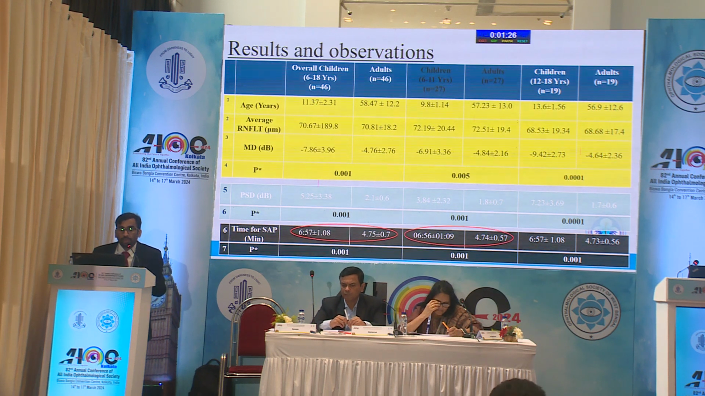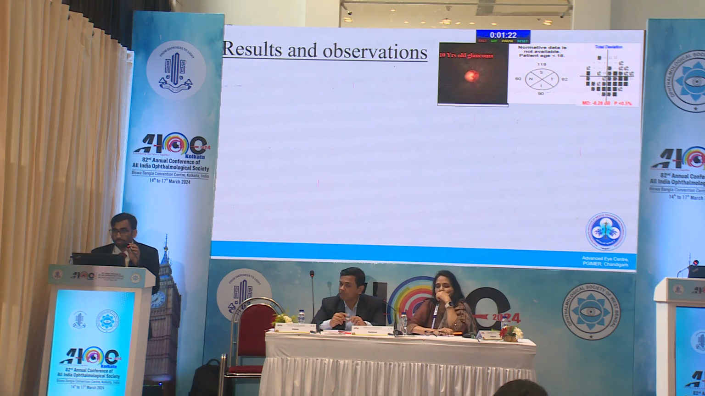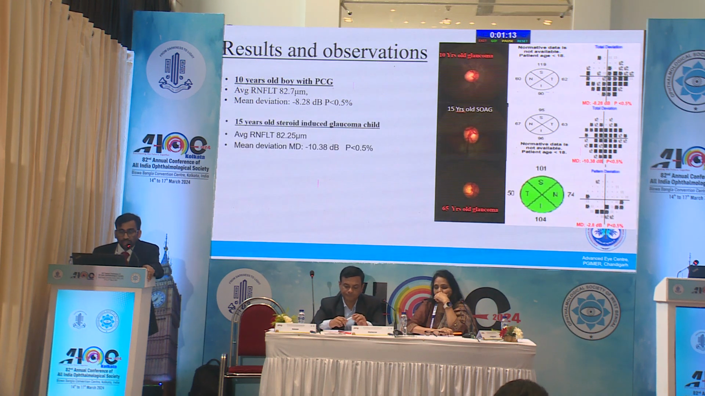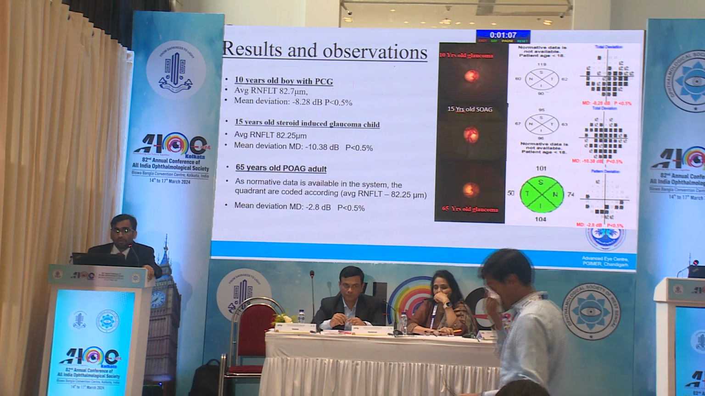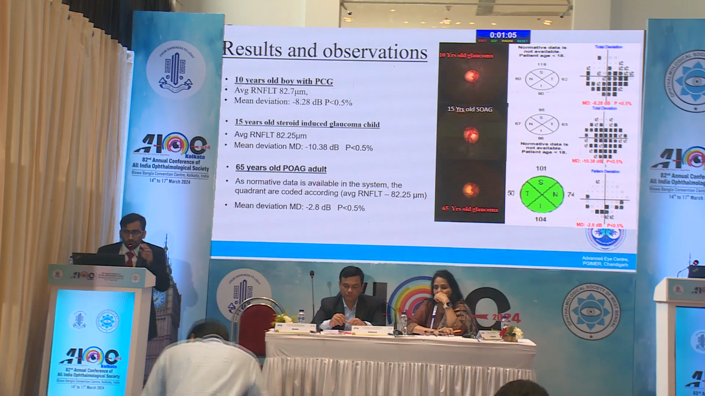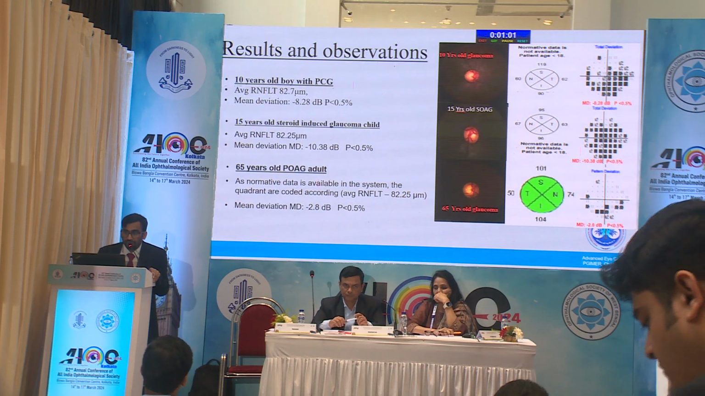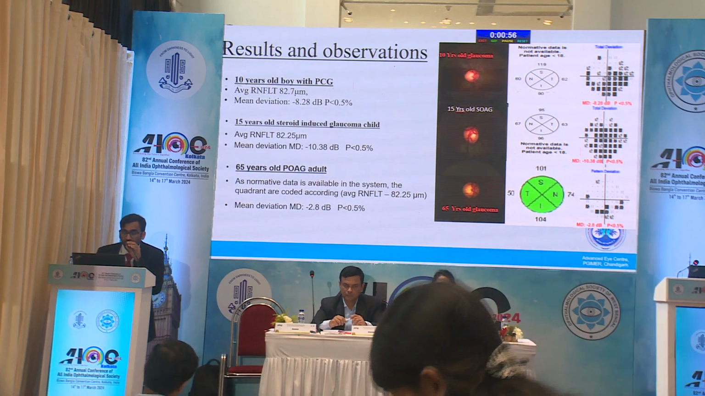Here I have a 10-year-old boy with PCG, a 15-year-old patient with steroid-induced glaucoma, and a 65-year-old adult with a similar RNFL thickness. Now we could notice that even though the mean average thickness was similar, the children have worse mean deviation, as you could see in the mean deviation plot of the children.